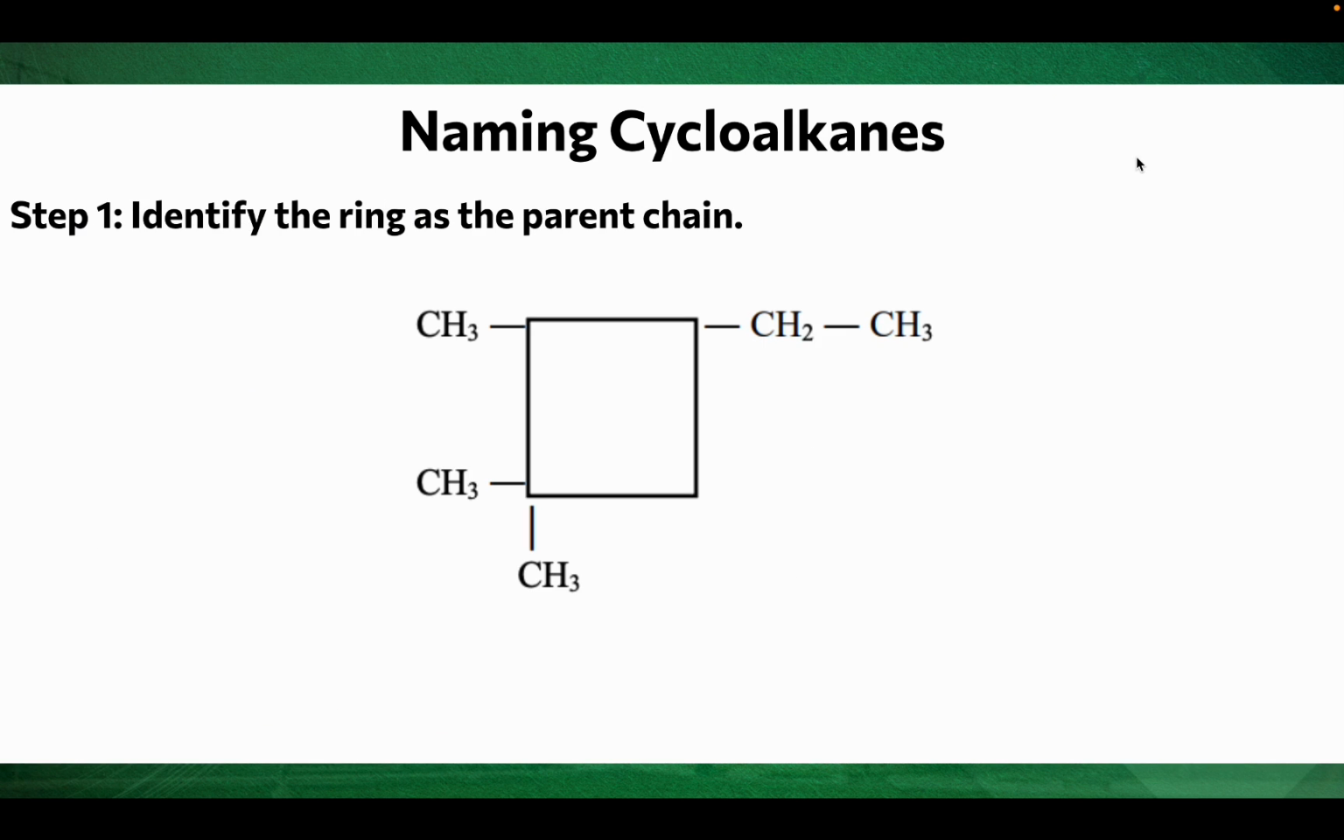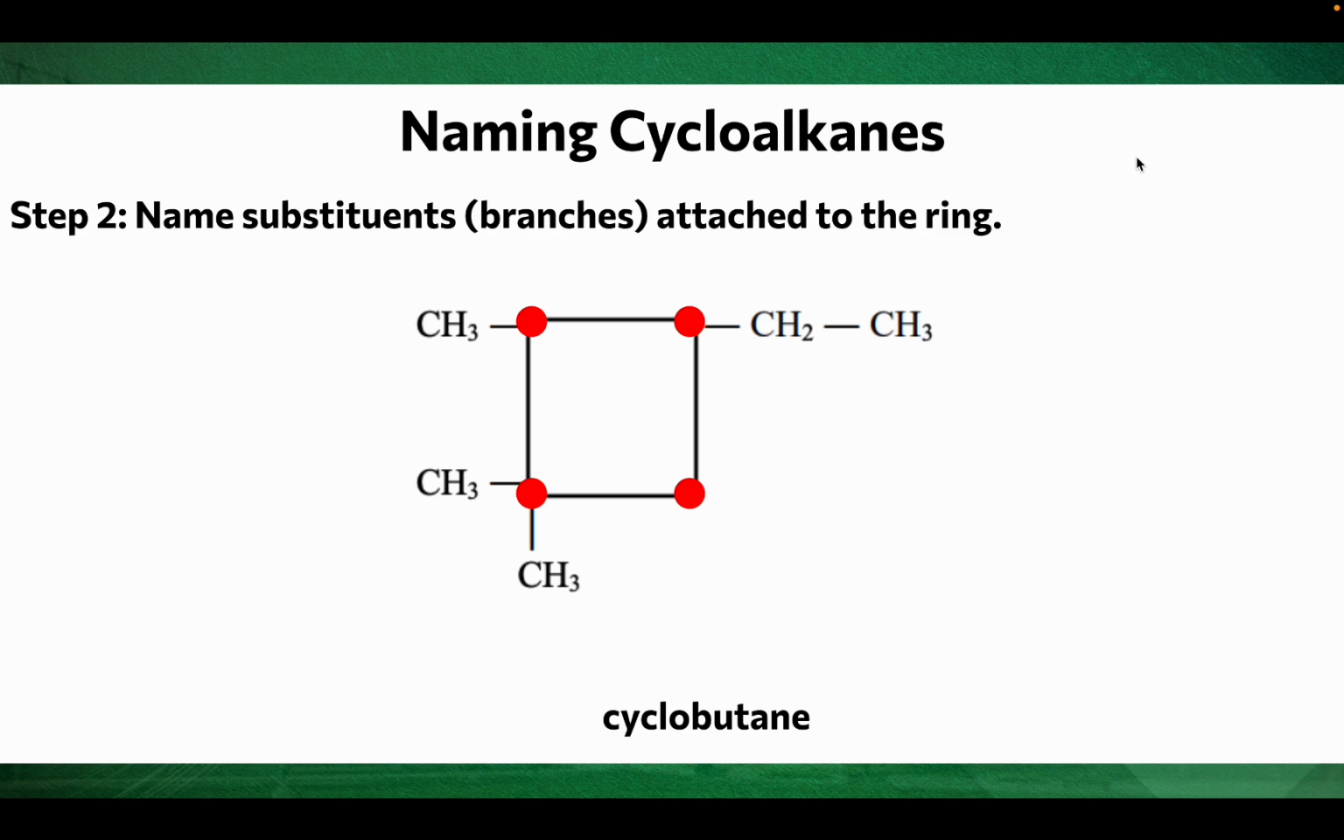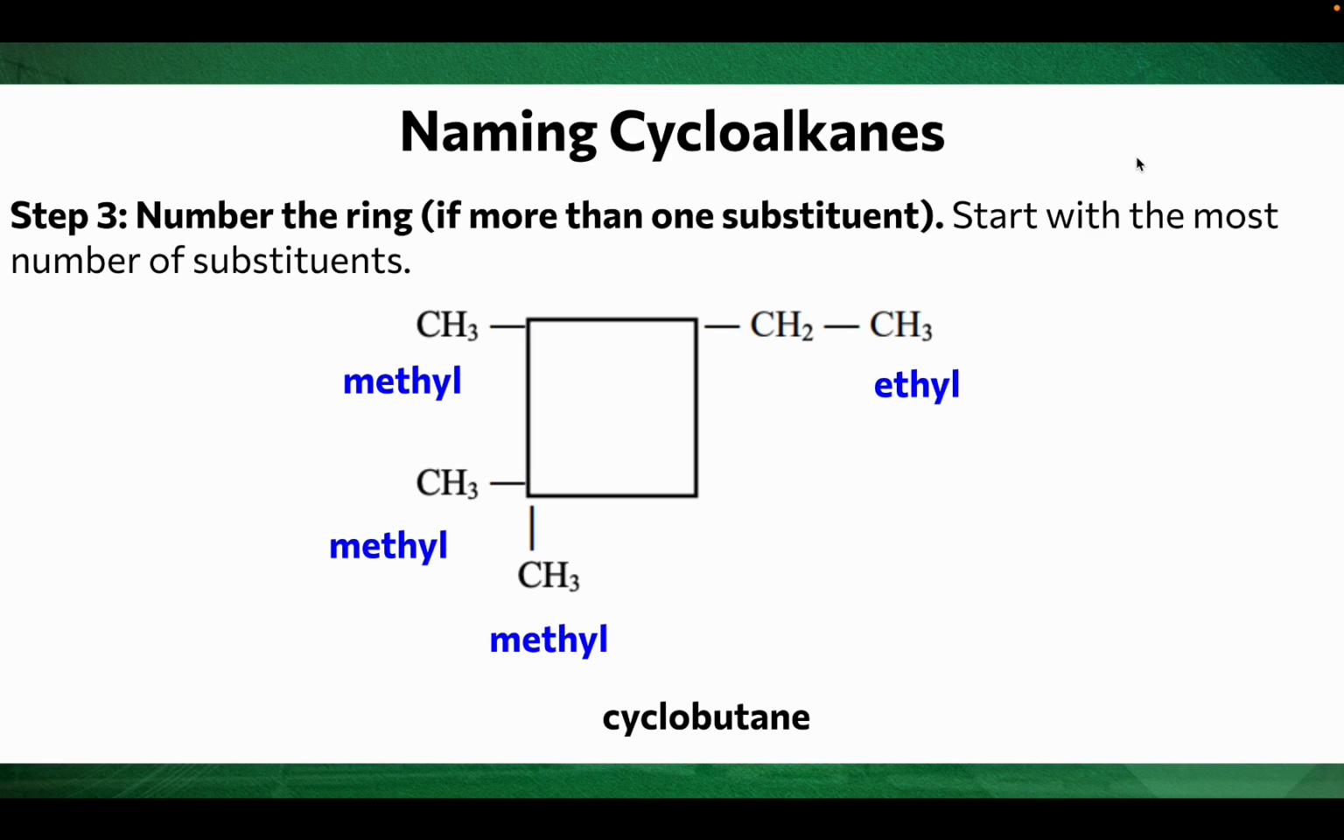Let's have another one. First, identify the ring as the parent chain. Obviously, this one has more carbon atoms than any substituents. You count 1, 2, 3, 4. That is a cyclobutane. Cyclo because it's a ring, ane because it's all single bonds. Next is to name the substituents attached to the ring. This is 1, 2, that's ethyl. These are 1 carbon, that's methyl, methyl, methyl. Next, you have to number the ring.